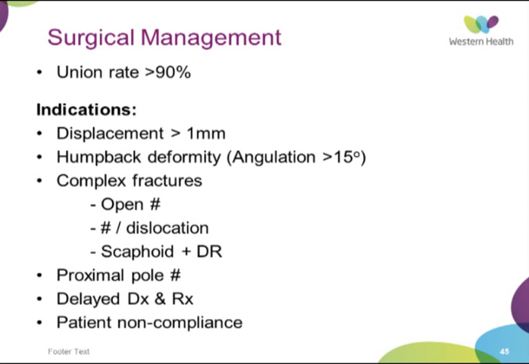Indications for surgery. Fracture displacement more than 1 millimetre. The presence of a humpback deformity, complex fractures, which are open fractures, fractures involving a dislocation, or scaphoid fracture with a distal radius fracture, which I believe we did one last week. Ali did one. Proximal pole fractures, patients that have presented late, so late diagnosis and late treatment. So patients that have presented, say, more than 4 weeks should be offered surgery. And also patient non-compliance, for example, smokers.